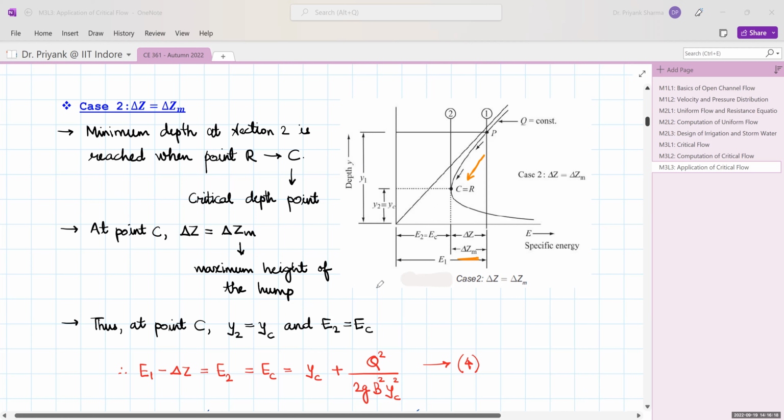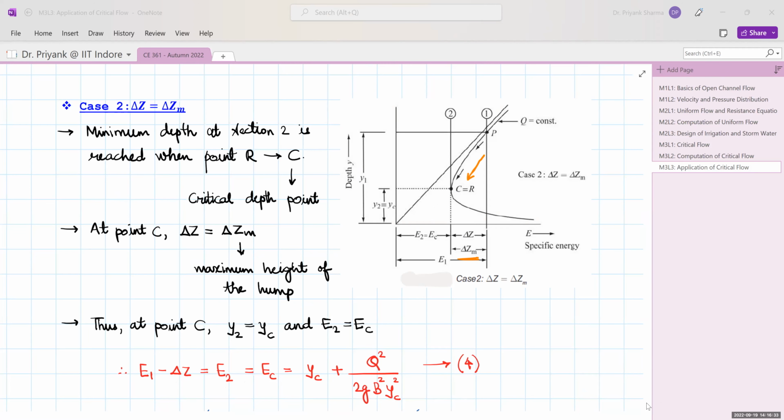So with the help of this information, your E1 minus delta zm is equal to E2, that is equal to Ec, because critical flow is there, that is yc plus q square upon 2g b square yc square.